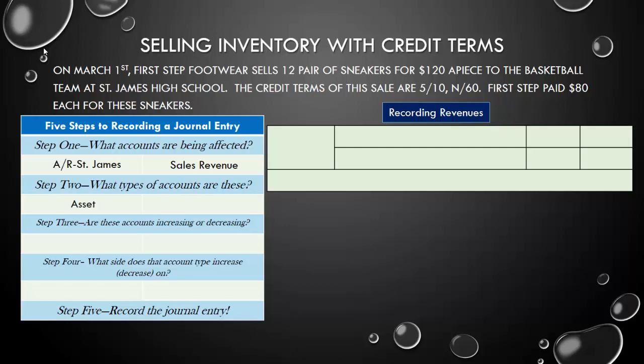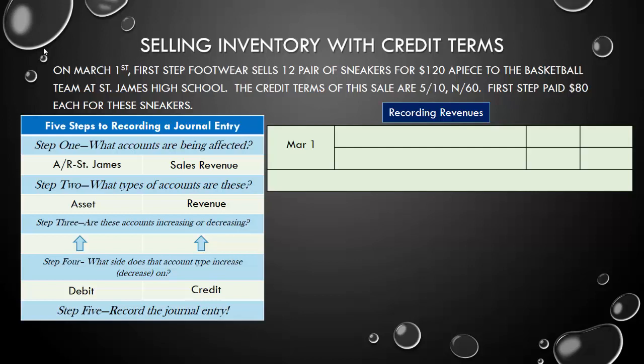Our receivables account, all receivables are assets, all revenue accounts are revenues. Are they increasing or decreasing? Well, the amount of money that St. James owes to us is going up, so we need to increase that AR account. The amount of revenue, the amount of sales that we've done during the period, is now also going up because we just made another transaction. And all assets go up with a debit and all revenues go up with a credit, so we know what our entry is going to be.